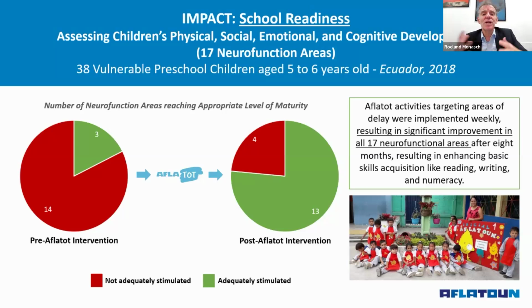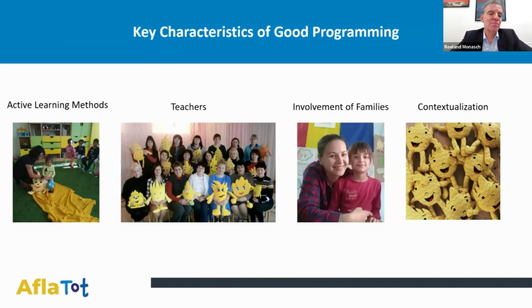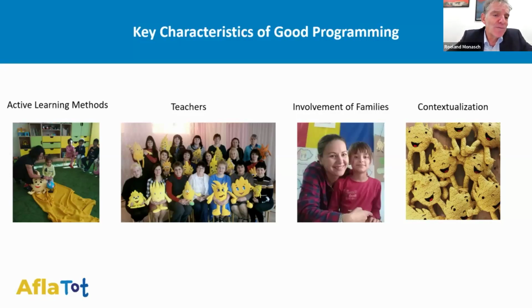Now, what are the key characteristics of these programs? What we found is that there are 4 areas, and those of you who work on AflaTot are probably saying it's a no-brainer. We know that. What's new, Roland? But I do think it's important to remind all the participants.